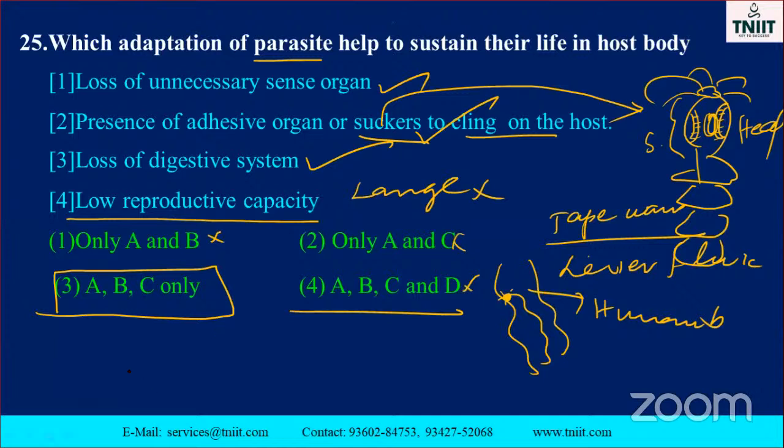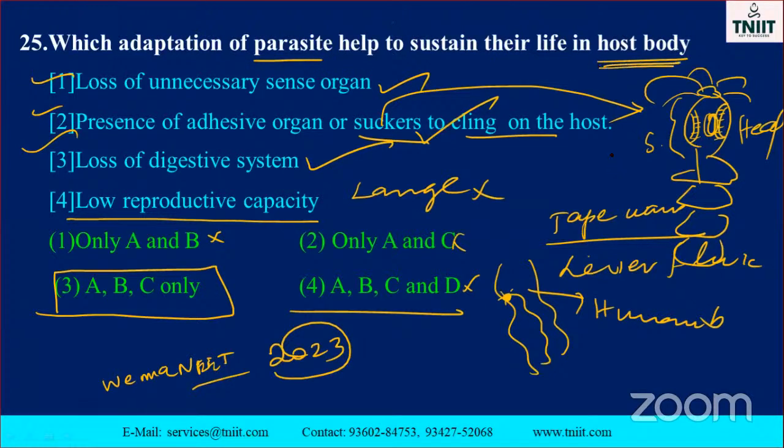We may expect this in the exam, my dear. This is a NEET question from the year 2023, because these are the general characteristics of a parasite of the host body: loss of unnecessary sense organs, presence of adhesive organs, sucker and scolex. Take the example of a tapeworm, and loss of digestive system. Yes, it does not have a digestive system. It absorbs nutrition from the human host only, mostly hanging in the intestine. Lower reproduction, no, it produces a large number of worms, so it is the wrong answer. Others are correct.